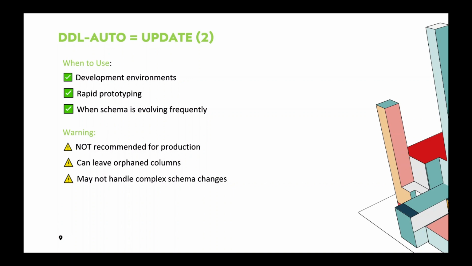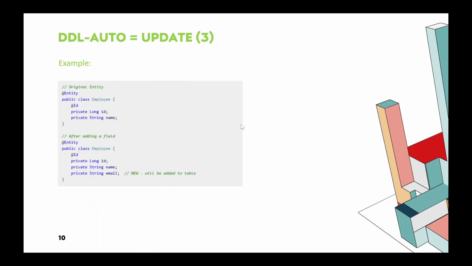So yeah, it can leave orphaned columns. That means if you make a spelling mistake at the code level, and the entity has a column with the wrong name, it will create a new column. So it starts using the new columns, and old columns can be ignored. That's what it means. So we should be very careful.